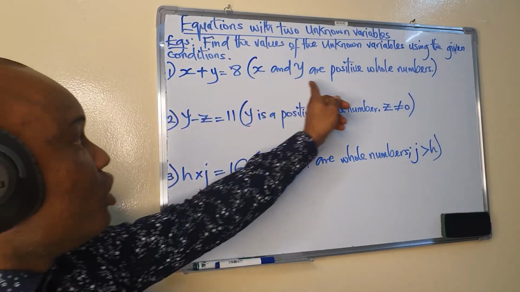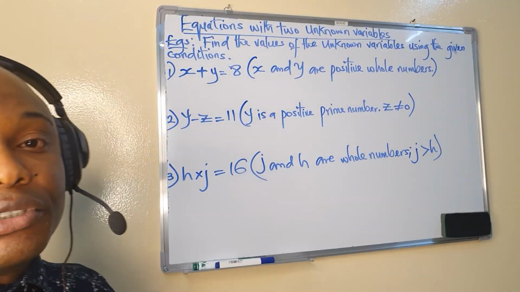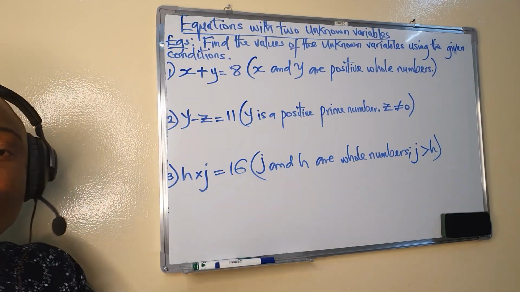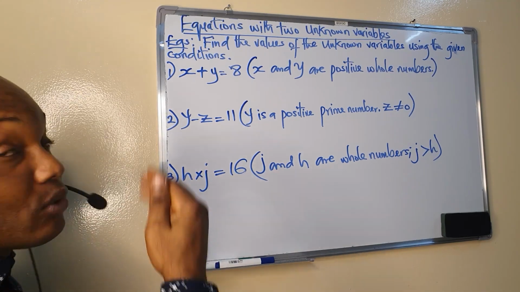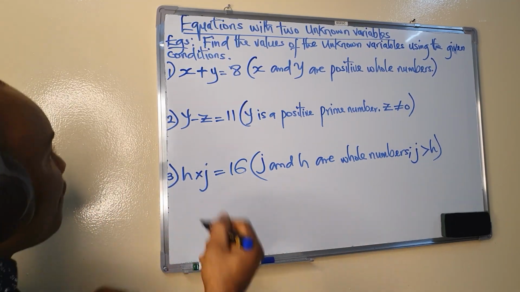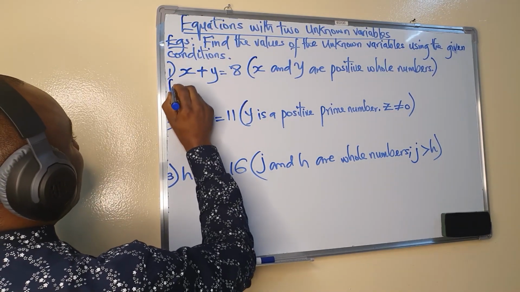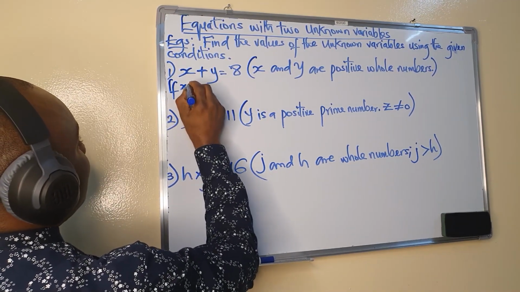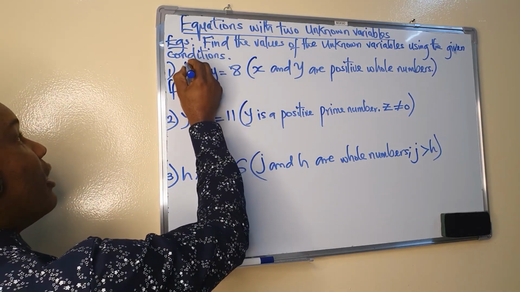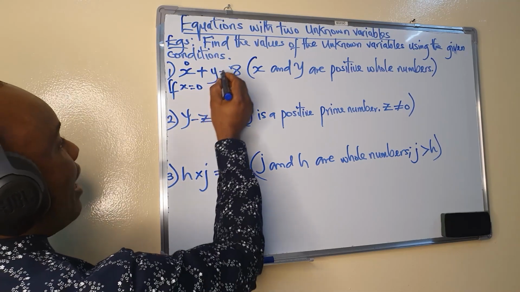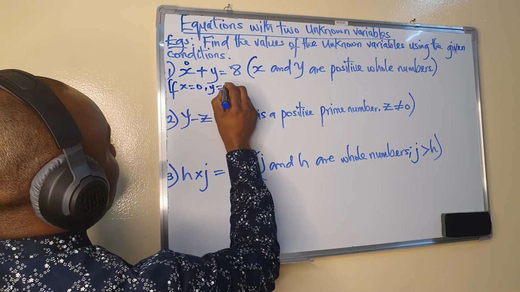For question 1, the condition attached is that x and y are positive whole numbers. They must be positive numbers, no negative answer. Alright, in order for us to do that, we start with an assumption. First, let's assume that x is 0. So let's say if x is equal to 0, what will be y? If we're fixing the value of x as 0 here, it means that y is equal to 8. So when x is 0, y is equal to 8.